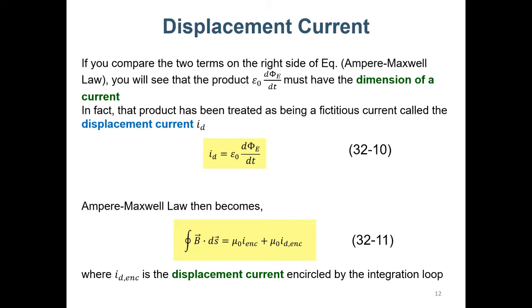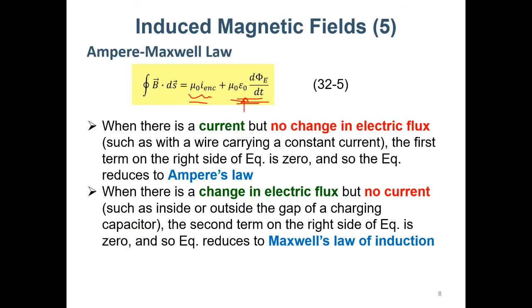If you compare the two terms on the right side, Ampere's law and Maxwell's law, you'll see that this product has the same dimension as a current, because you have mu times I enclosed and mu0 times this one. So this one should have the same dimension as this one.